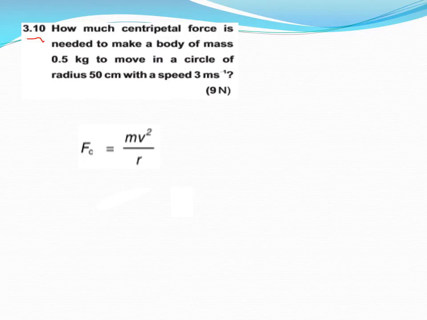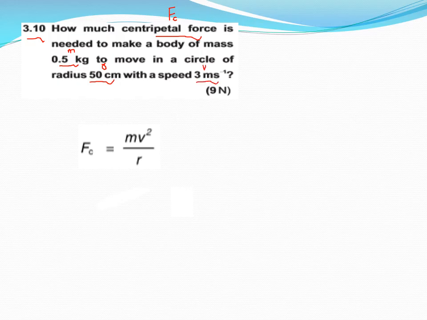Numerical 3.10. Here, how much centripetal force is needed? Again, centripetal force is basically a kind of force, and there is a C in subscript. C specifies the centripetal. Is needed to make a body of mass 0.5 kilogram. Mass is given. Moves in a circle of radius 50 centimeter. This is the radius, represented by small r, and with the speed 3 meter per second.